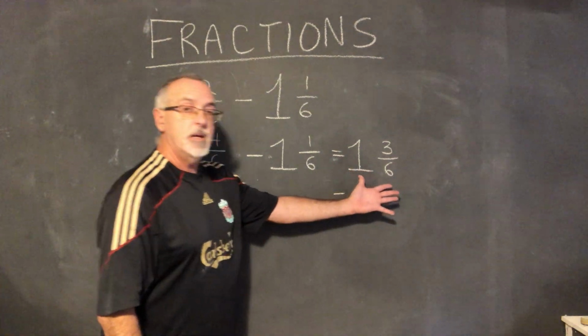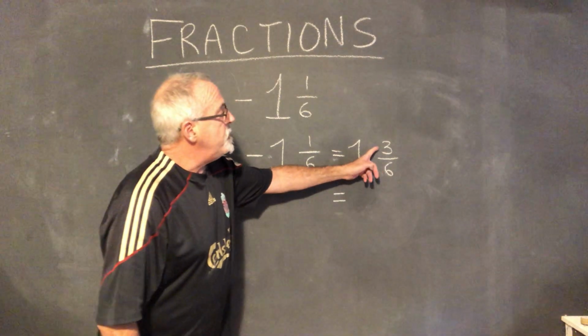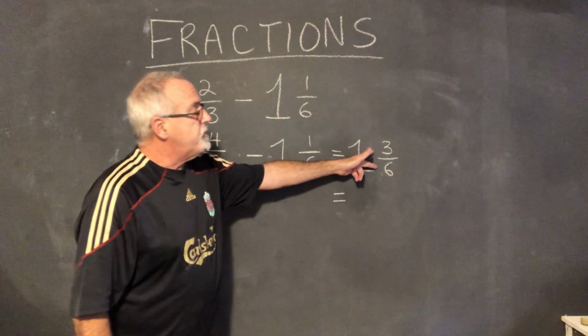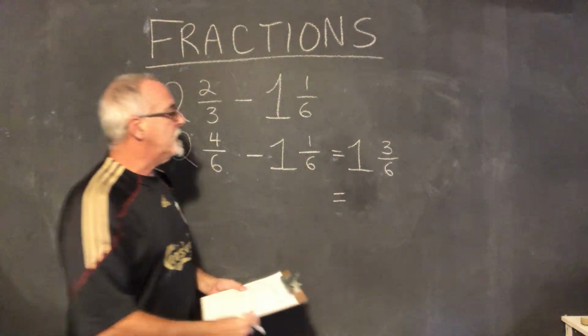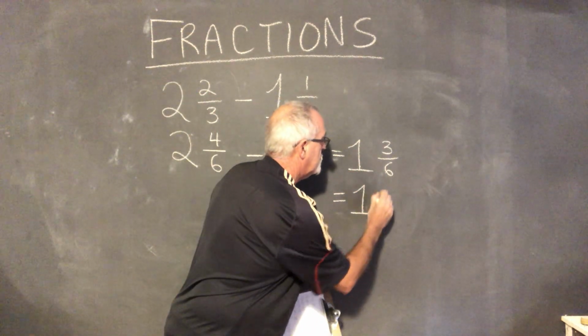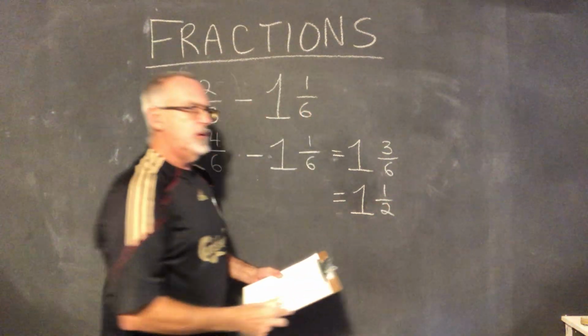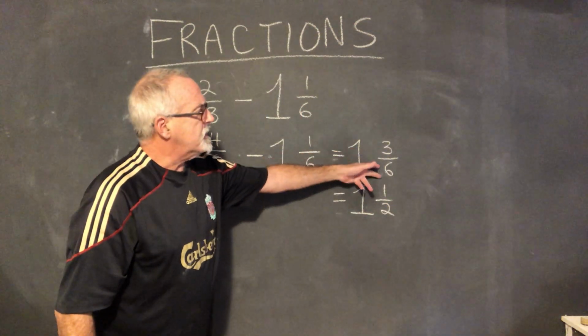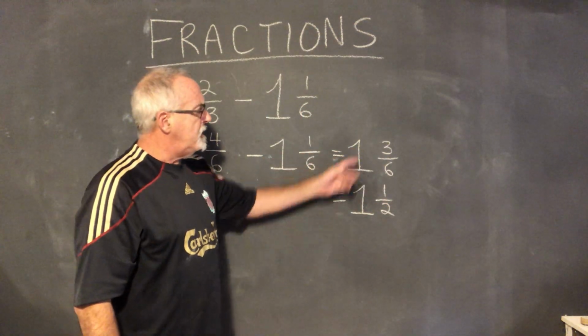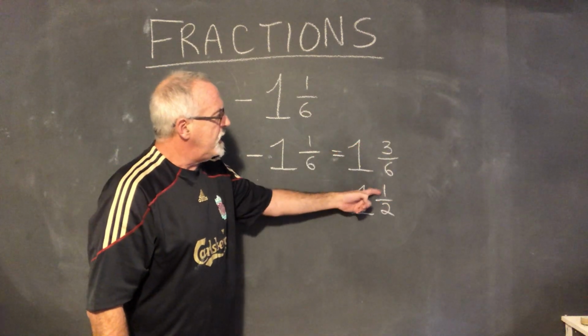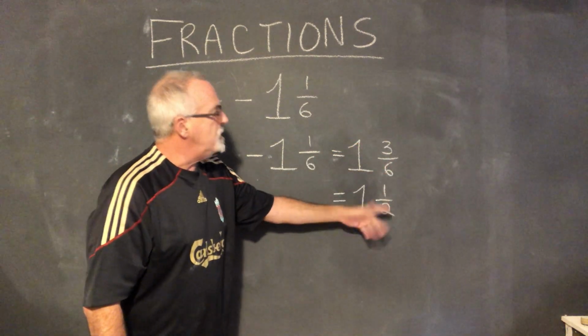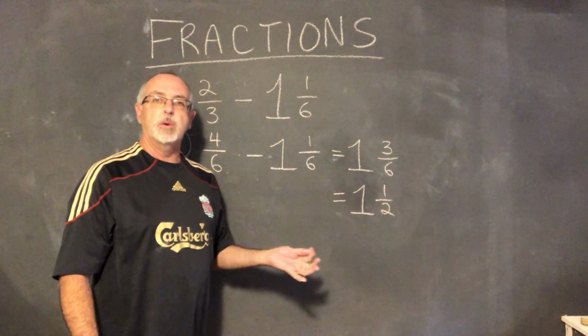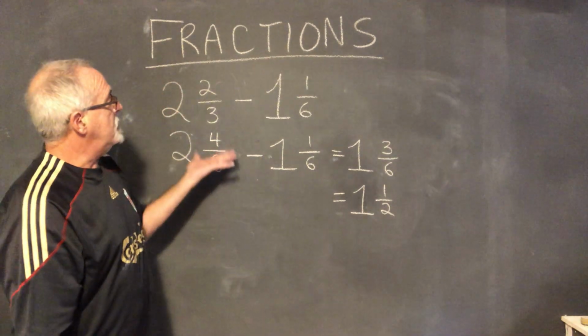It's already in a mixed number, and the numerator is not bigger than the denominator, but 3/6 can be reduced to 1/2. So my answer ends up being 1 1/2. How do I know it's 1/2? 3 and 6 have a greatest common factor of 3. I divide 3 by 3 and I get 1. I divide 6 by 3 and I get 2. 3/6 is equal to 1/2. That makes sense. We have done it.